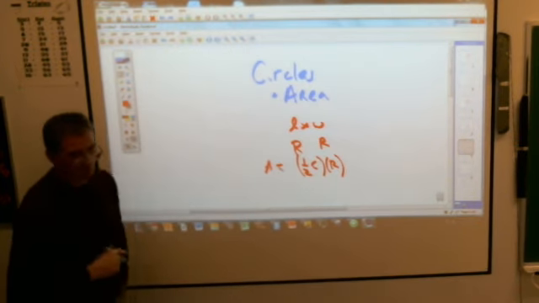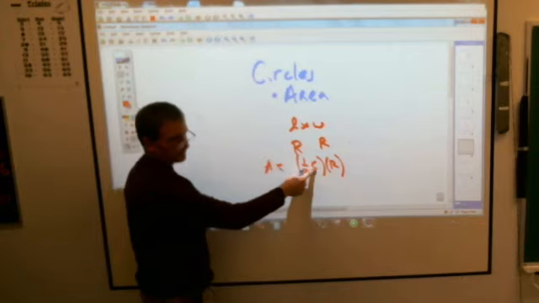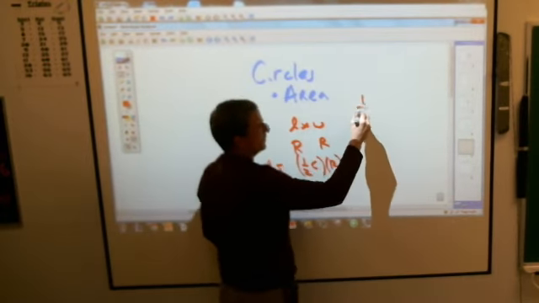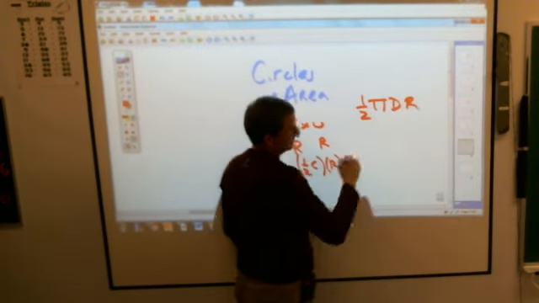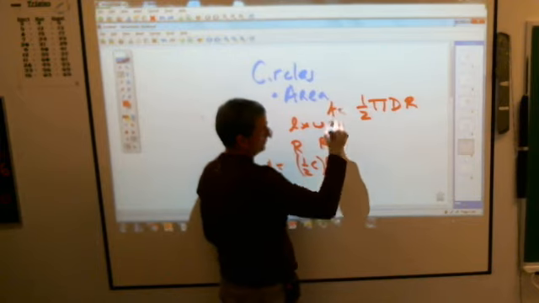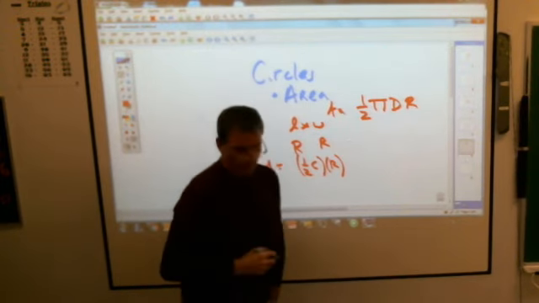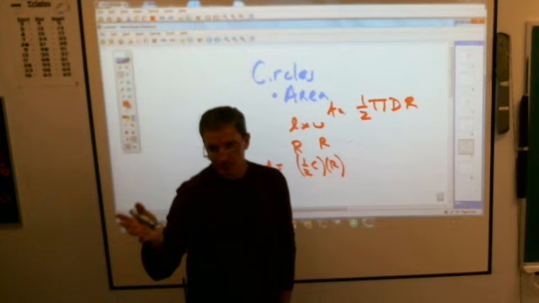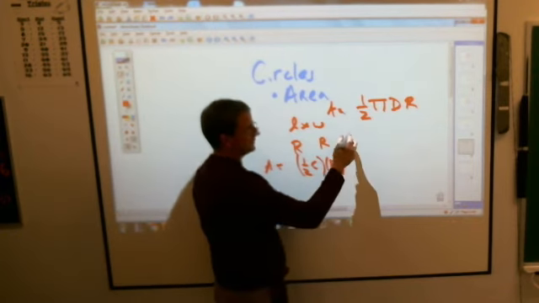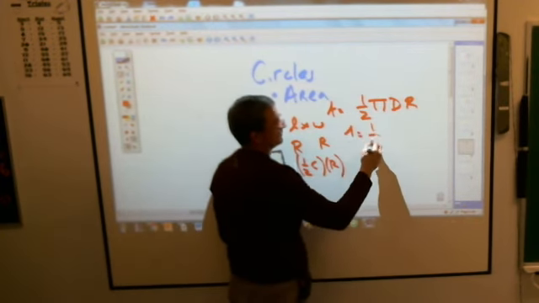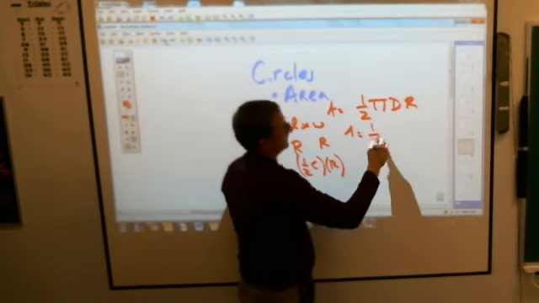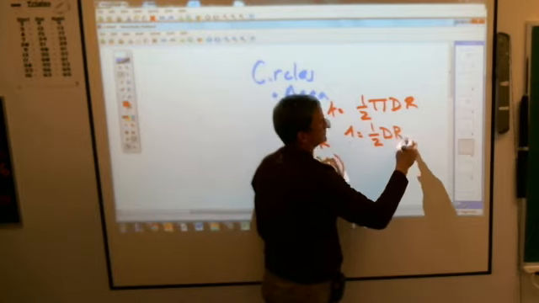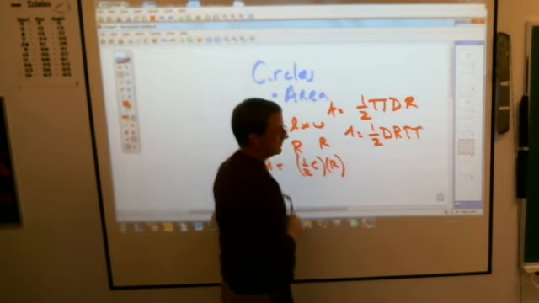But we can simplify it because what's my formula for circumference? Pi times diameter. So now we could change it to 1/2 of pi times diameter times the radius. I could use that also for the area of my circle. But, ladies and gentlemen, because we have the commutative property of multiplication, let me change the order. Area equals 1/2 the diameter times the radius times pi. Now that makes it easier, don't it?